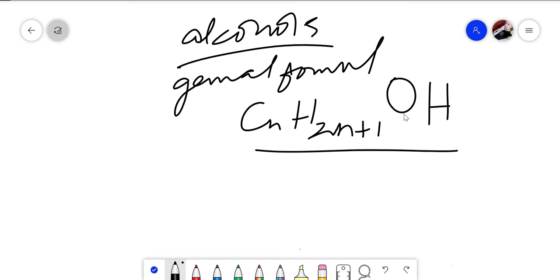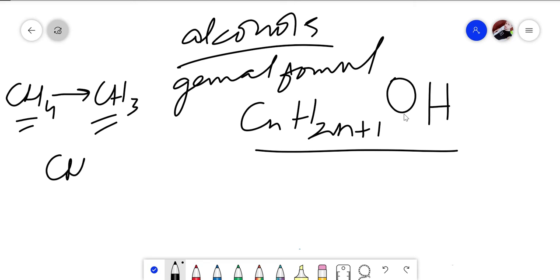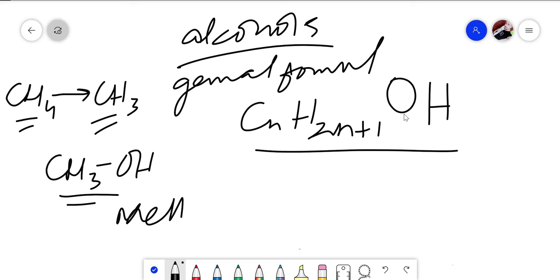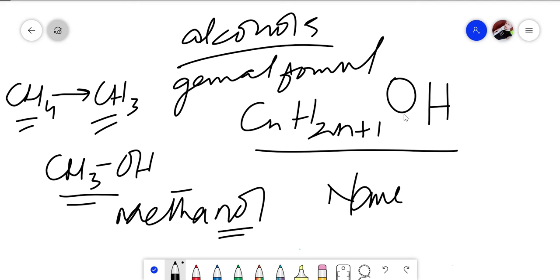Now, how to start working on the alcohols? First of all, if I take methane, CH4 is the formula for that. Methane is going to lose one hydrogen. What is left with you? CH3. This is methyl now, right? So if I connect CH3 with an OH group, this is now methanol. The name will end up with OL all the time. Are you with me? Yes. Okay. So the name is going to end up with OL all the time.